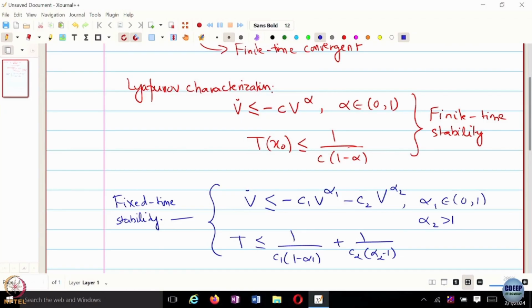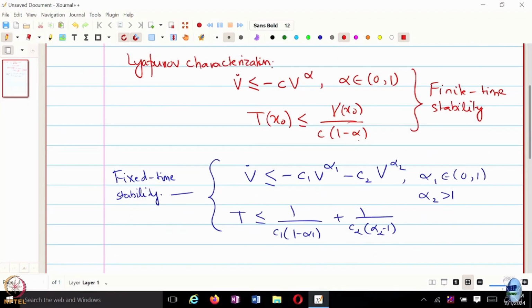Yes, thanks for pointing that out. So this should be V naught, or V of x naught. Okay. So this is V of x naught.